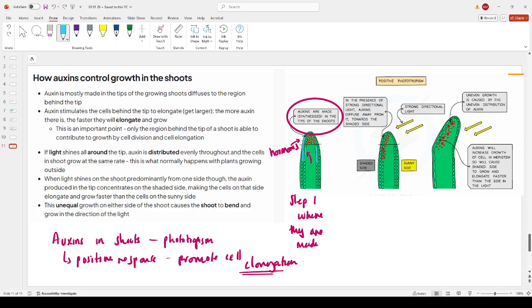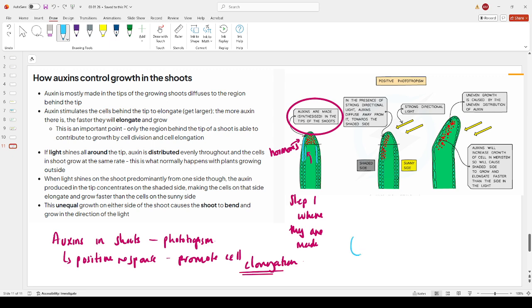Okay, so auxins stimulate the cells behind the tip to elongate. The more auxin there is, the faster they grow. This is important. Only the region behind the tip of the shoot is able to contribute to growth by cell division and elongation.